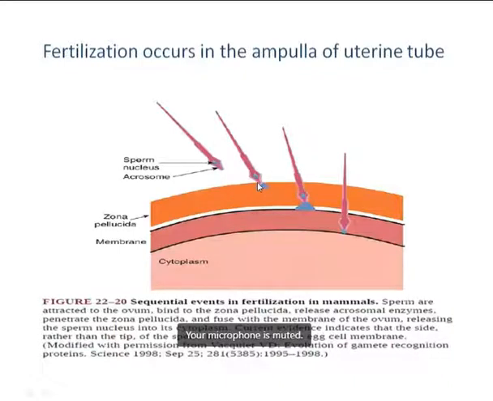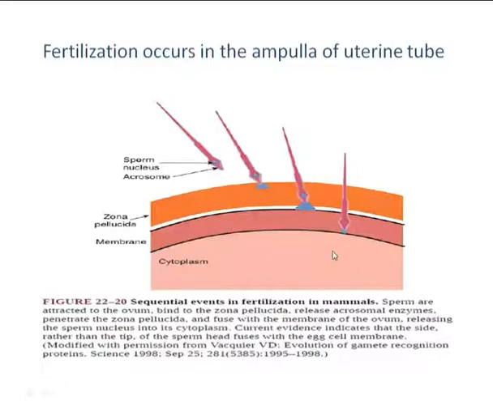This is the acrosin enzyme, a very important enzyme, and ultimately it will reach the ovum, and the nucleus will go inside. Only the nucleus of the sperm will enter. This is the pronucleus of the sperm, and the pronucleus of the ovum is there. They will fuse. Am I clear? Yes, sir. So this is the thing that you should be knowing.